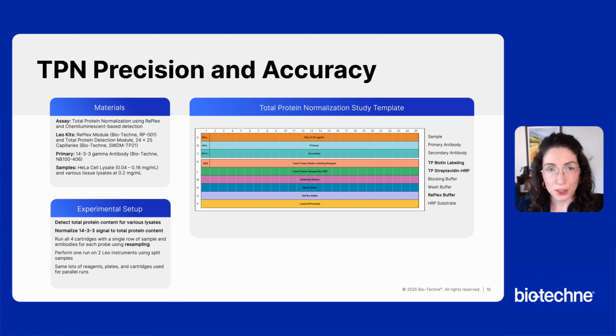Here, I have the description of an experiment that our application science team ran using our Leo system. HeLa lysate was run in various concentrations using a 2-step replex assay, with 14-3-3 gamma in probe 1 and total protein with chemi detection in probe 2. The assay layout here shows the biotinylated ladder in capillary 1 and 24 capillaries of HeLa lysate. All rows were resampled for identical run conditions across 4 Leo cartridges for a total of 96 samples per run.